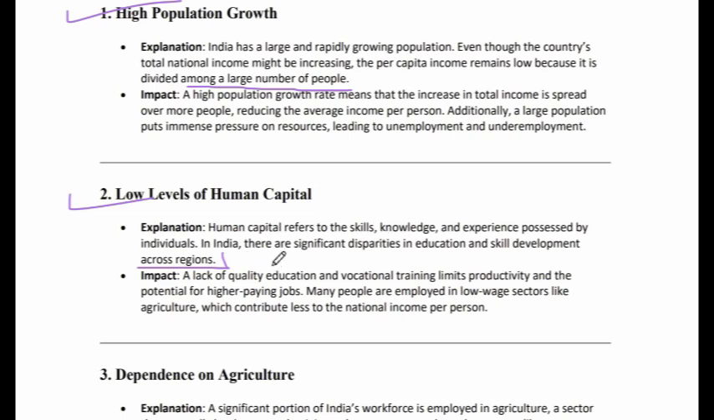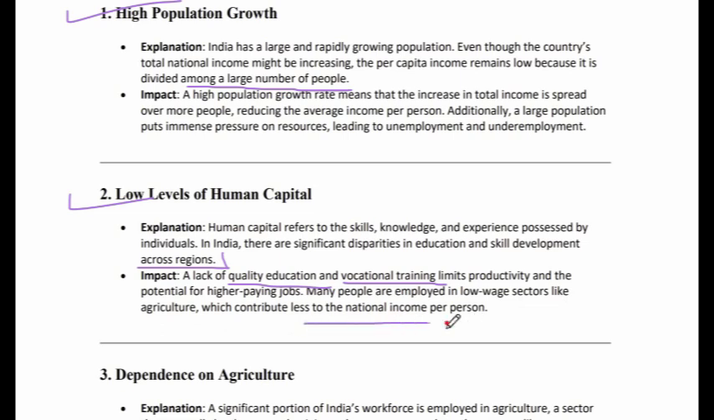रीजन में. और लैक ऑफ क्वालिटी एजुकेशन एंड वोकेशनल ट्रेनिंग लिमिट्स प्रोडक्टिविटी एंड पोटेंशियल फॉर हायर पेइंग जॉब्स. जब आपको क्वालिटी एजुकेशन नहीं मिलेगा और ट्रेनिंग नहीं मिलेगा तो जो हायर पेइंग जॉब्स है वहां पे आपको पोटेंशियल नहीं होगा, इसलिए ज्यादा अनएम्प्लॉयमेंट दिख रहा है. मैनी पीपल आर एम्प्लॉयड इन लो वेज सेक्टर्स लाइक एग्रीकल्चर which contributes less to the national income per person.